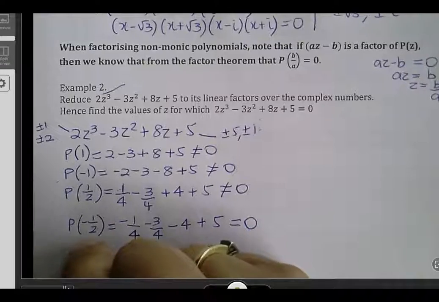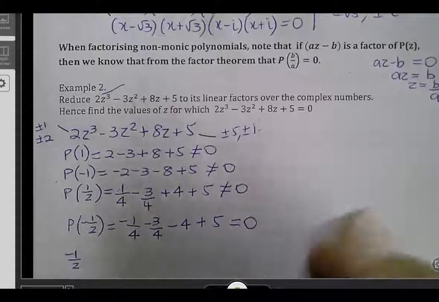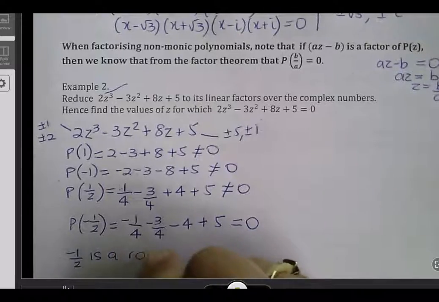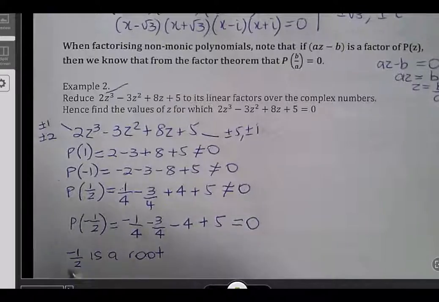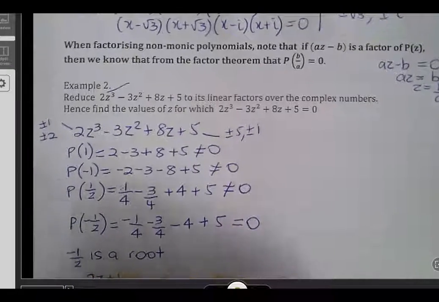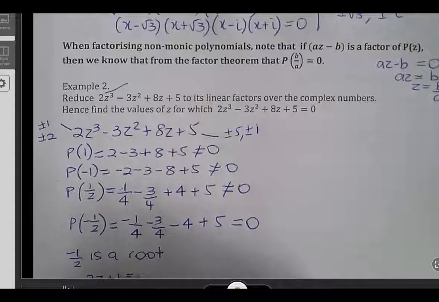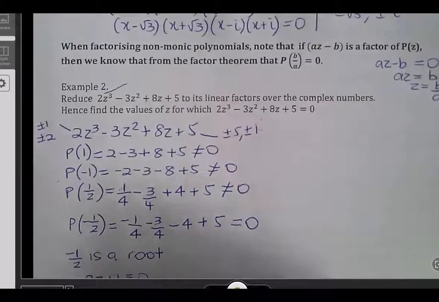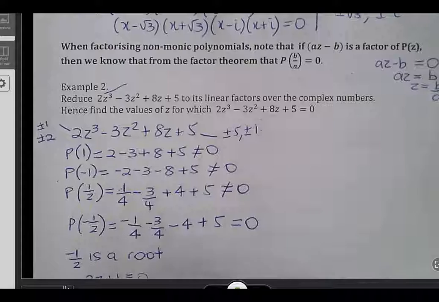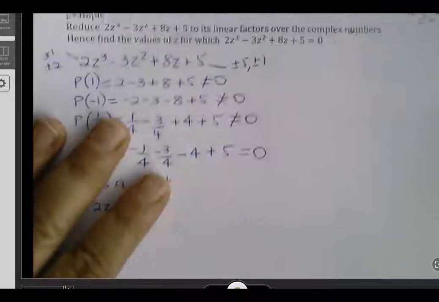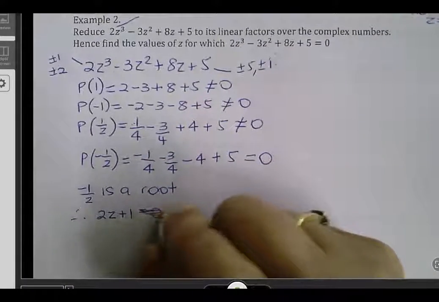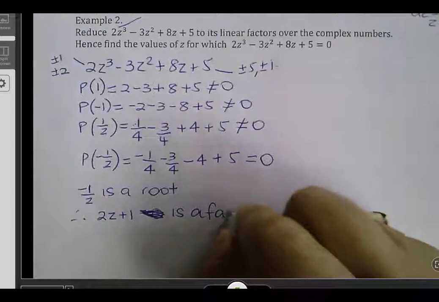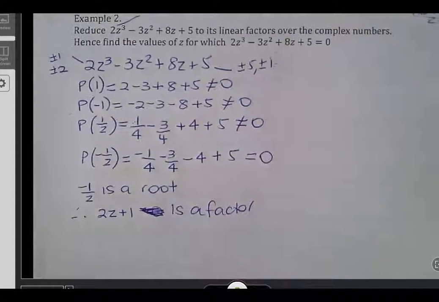So therefore, negative a half is a root. Therefore, what's the factor? Wouldn't you have 2z plus 1? Because if you go 2z plus 1 is 0, isn't that negative 1 over 2? Do you see that? So therefore, 2z plus 1 is a factor. Do you get that?